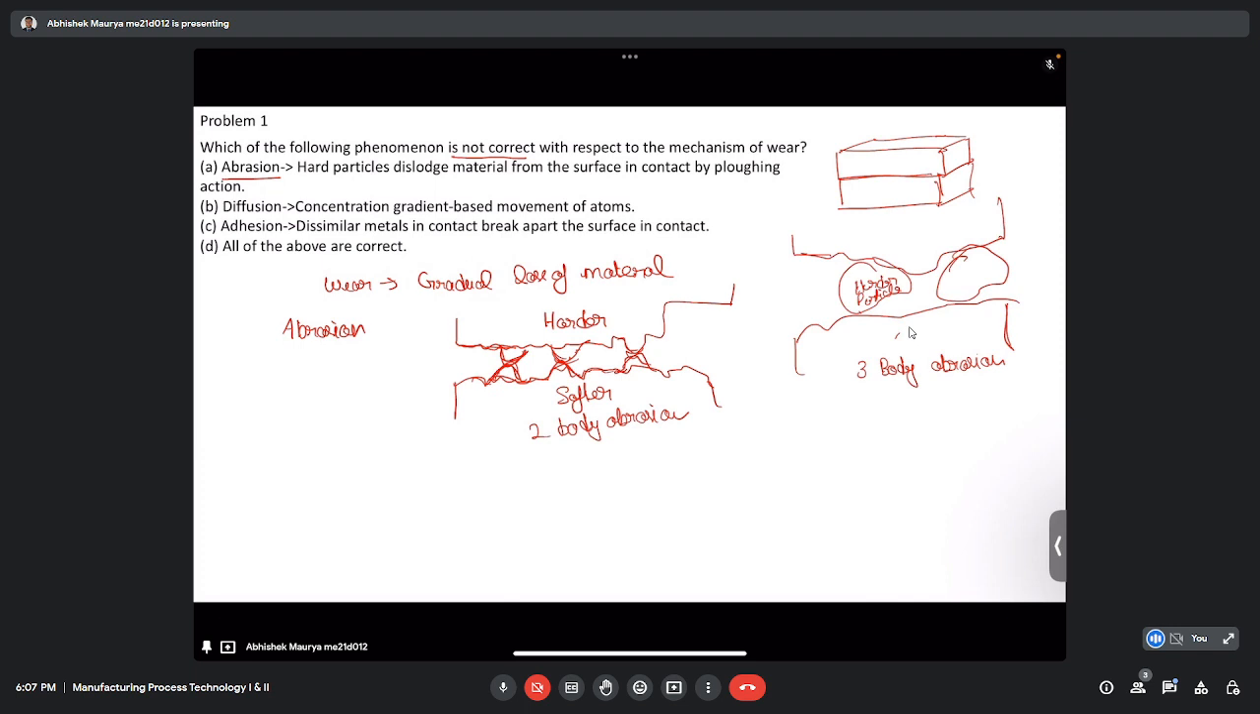Now let's come to diffusion wear. Diffusion wear is a slow process and it happens mostly at elevated temperature. The most common example is the cutting process. Suppose we are cutting a material with a cutting tool. So this is the tool, this is the workpiece, and this is the chip.